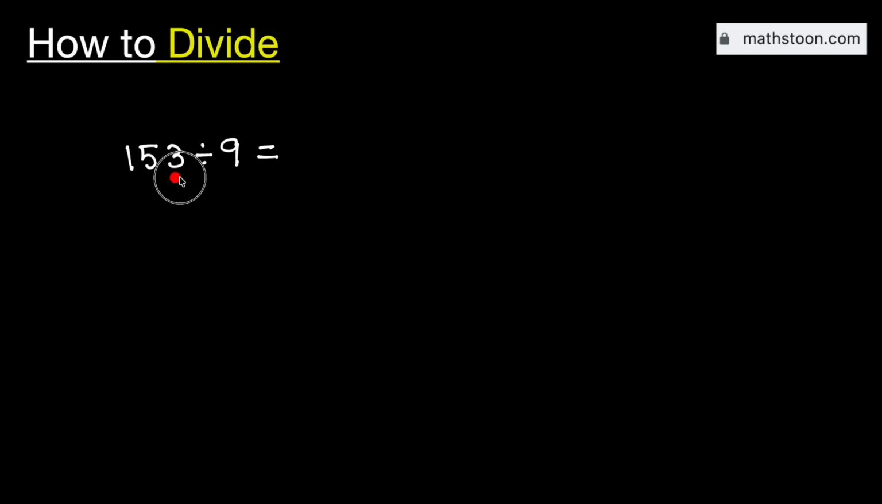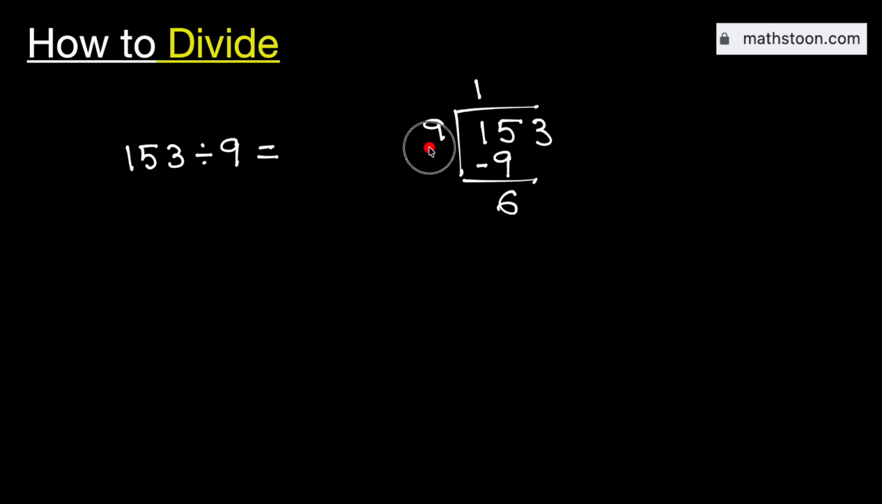Let's learn how to divide the number 153 by 9 using the long division method. 1 is less than 9, so we will consider the number 15. We know that 9 times 1 is equal to 9. Subtract, we get 6. Now again see that this 6 is less than 9. That is why we will bring down this 3 here.